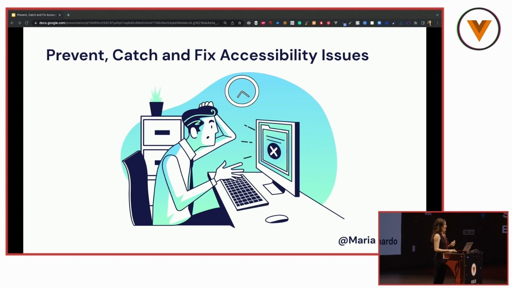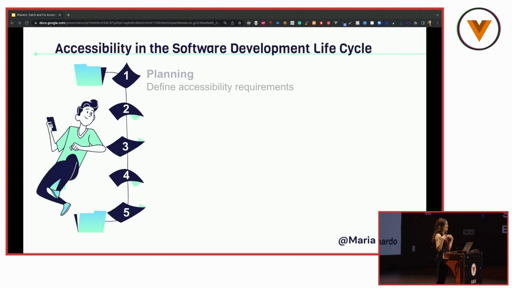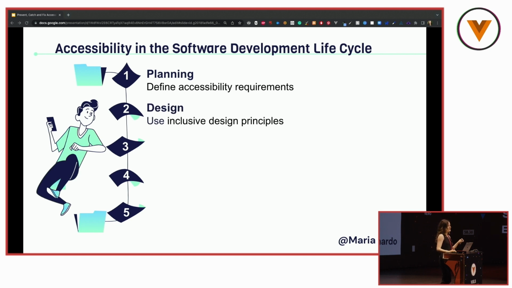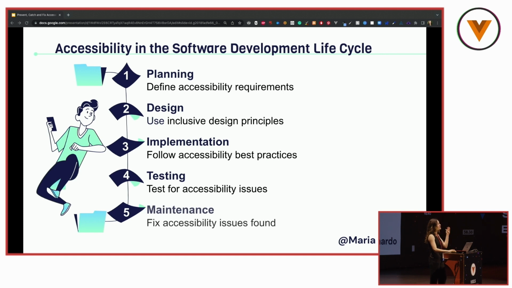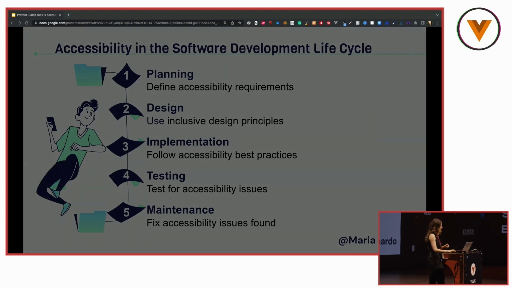So we've got making sure that you're including accessibility into your planning and into your software development lifecycle, by identifying and adding your accessibility requirements into your definition of done and acceptance criteria, making sure that you're using best inclusive design practices and using accessible UI components. Same thing for the implementation side, follow best practices, use semantic HTML whenever possible. And make sure that you're testing for it and coming back to fix those issues that you've found.